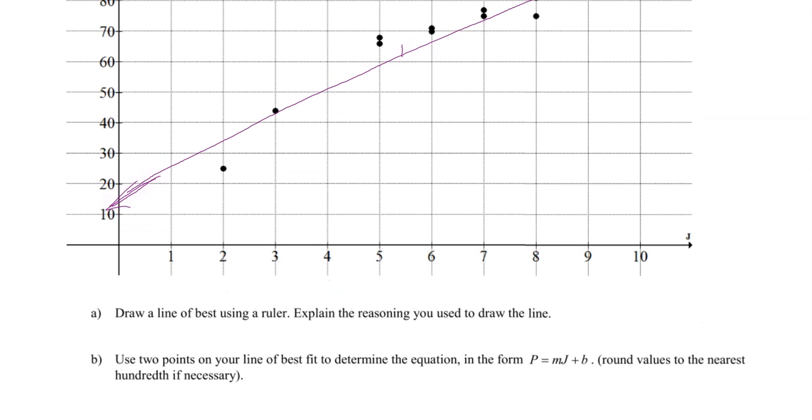Explain the reasoning used to draw the line. So we want about as many points above as below. This point's fairly far below, so that's kind of balanced by the fact there's more points that are above, but they're closer. So a straight line, with as many points above as below.